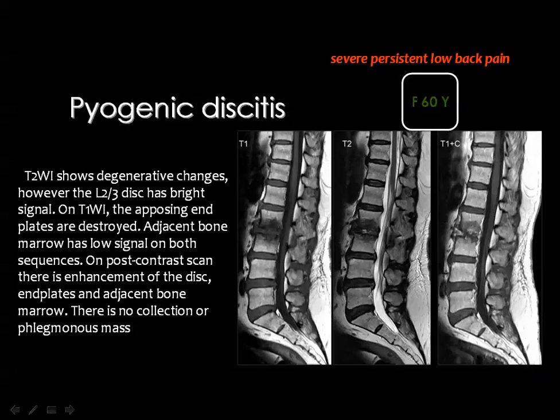And this is pyogenic discitis at the level of L2-3 disc. There is low signal of the disc in T1, increased signal in the T2 weighted image, and enhancement of the disc as well as the adjacent vertebral end plates. The vertebral end plates showed bone marrow edema in the T1 weighted image, and this bone marrow edema is associated with some degree of bone sclerosis, because in the T2 weighted image you can still see that the end plates appear relatively dark.